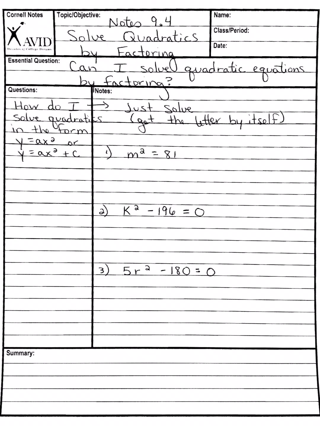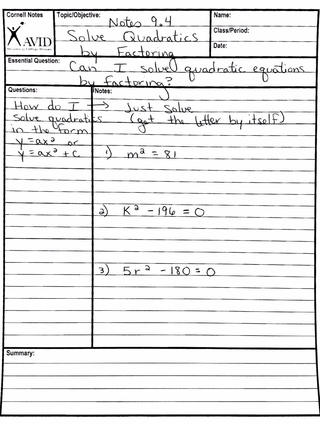So we've started talking about solving quadratics in 9-3, and we broke it up into 2 different days with graphing, and then we broke it up to finding the square root. So let's do a quick little review. How do we solve a quadratic if we're in the form of ax squared or just ax squared plus c?